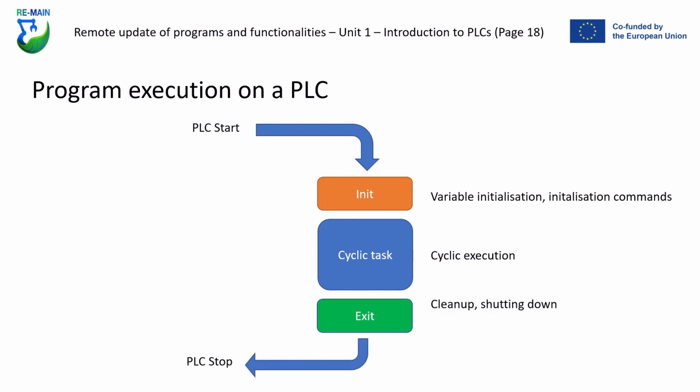Before the shutdown, the exit task is executed. This task safely terminates operations, saves necessary data, and ensures that the system is left in a safe state upon shutdown. It runs once during the shutdown process.